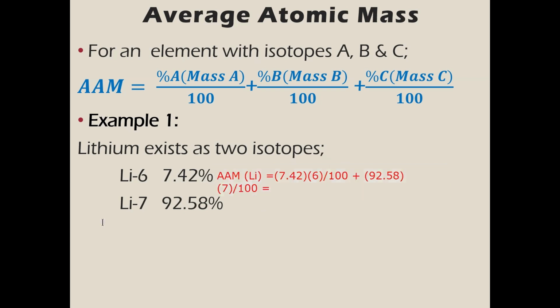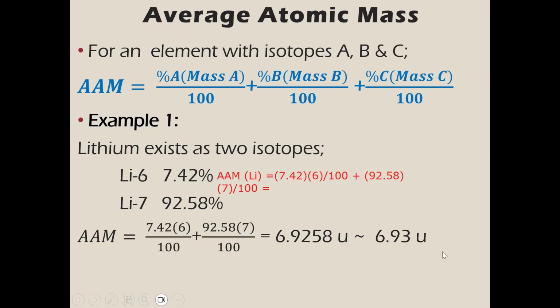Okay, let's see. The answer we get after calculating the average atomic mass is this number, in units or mu, and we usually round it to the nearest two decimals. So it will be 6.93 units.